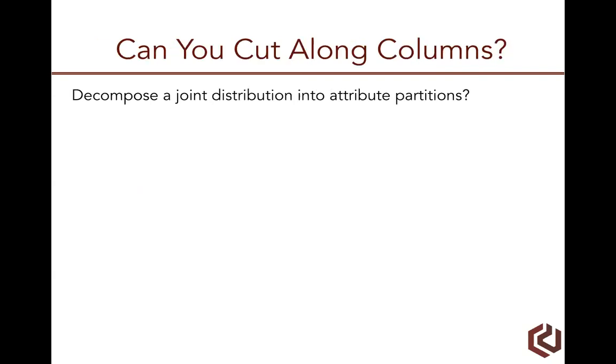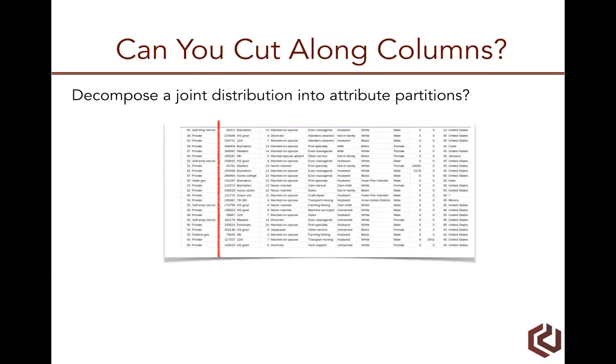Now, if you're reading my train of thought, the natural question is, instead of cutting along rows, could you cut along columns? Could you decompose a data set vertically and summarize each one of those vertical pieces? Because we already talked about that histograms work really well in low dimensions. Is there a way to cut up a data set into low-dimensional components that we can apply simple techniques to? Okay?